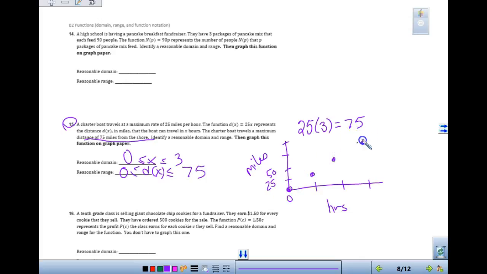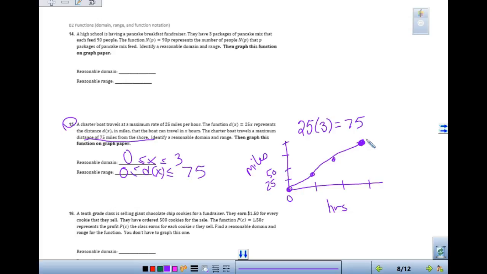3, we're at 75. Should it be continuous or discrete? Can you drive half an hour? Yes, you can drive a fourth of an hour, right? So this should be continuous, but it is going to stop here. It is not going to have an arrow on it because the max we can go is 3. This is one that people will get wrong when we take our test on this unit: they put an arrow and continue it. If they tell you the max, that's where you're stopping.